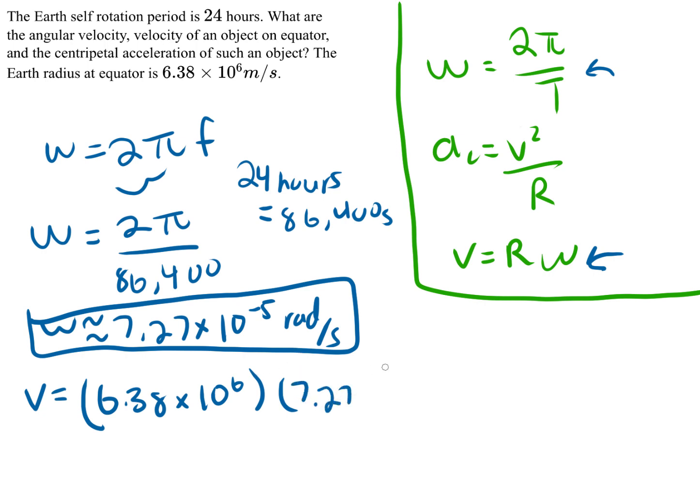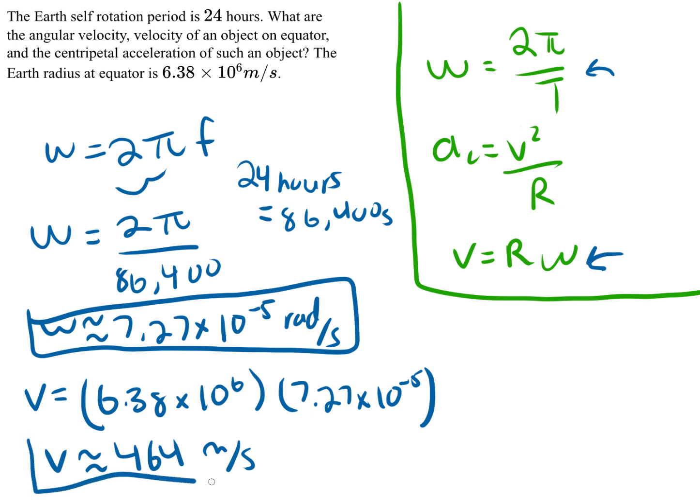7.27 times 10 to the minus 5 radians per second. Now, again, if you plug this into a calculator and compute this, you should get that the velocity is about 464 meters per second. And that is probably over 1,000 miles per hour if you convert it. And that is the second part of this problem.